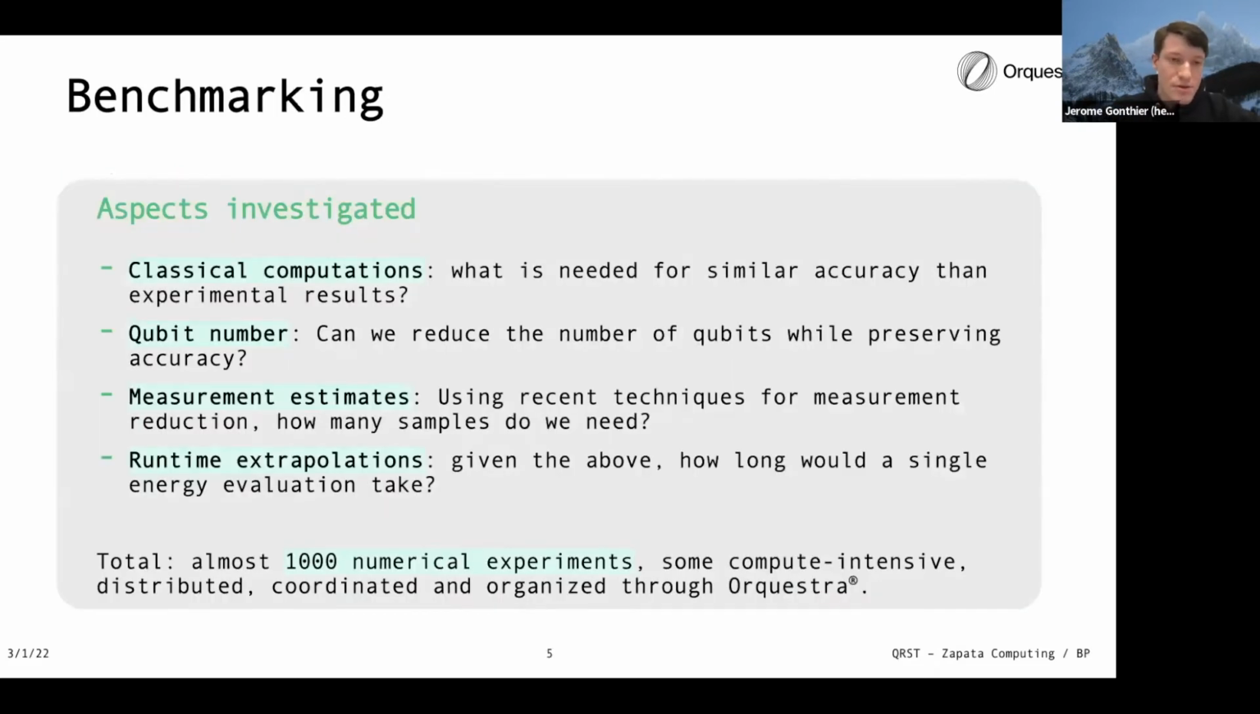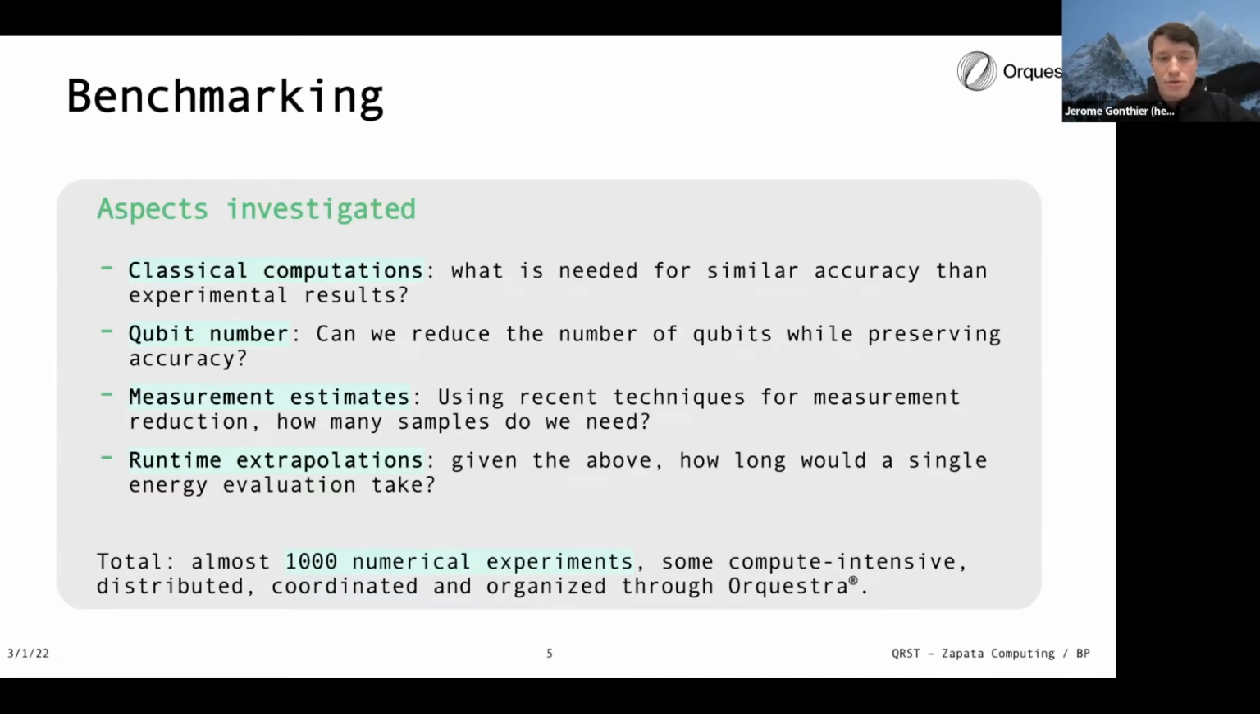What we look at in the benchmarking are a few different things. So the first thing to do is to look at classical computations, because we want to know what the state of the art for classical computations is, because that gives us what we want to beat with the quantum computer. So we need to know what can be the accuracy of the classical computations and about how long they take.